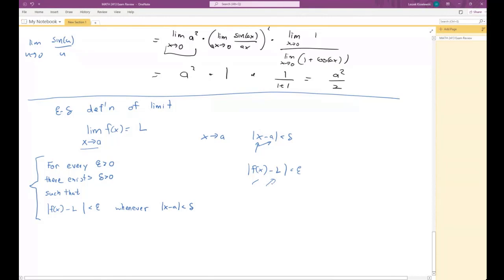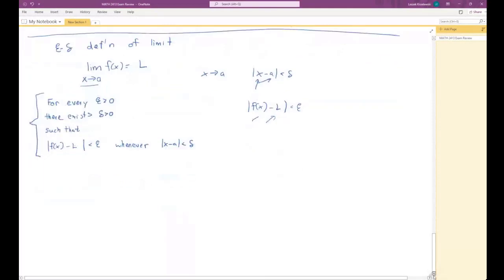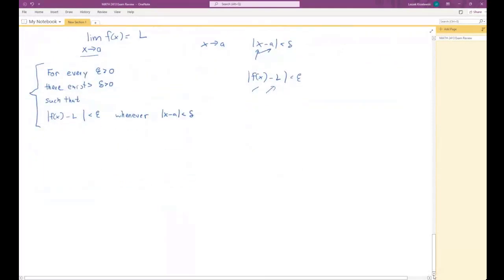Delta is the distance we associate with the x-axis, if you will, and epsilon is the distance we associate with the y-axis. Well, yeah. So we associate, this is the x-axis. This would be a plus delta. This would be a minus delta, and we're saying that the distance between x and a is less than delta. So delta is the distance we associate with the x-axis.